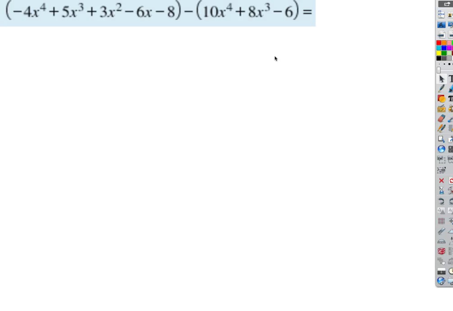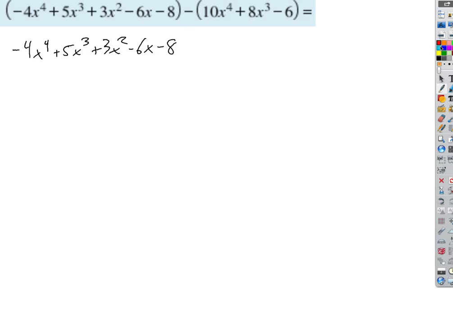Does that make sense? So what's the coefficient here? Well, there is no coefficient. I don't even really need to, I can get rid of the parentheses for this one. Nothing changes there, right? So the first polynomial stays the same. Negative 4x to the fourth plus 5x cubed plus 3x squared minus 6x minus 8.